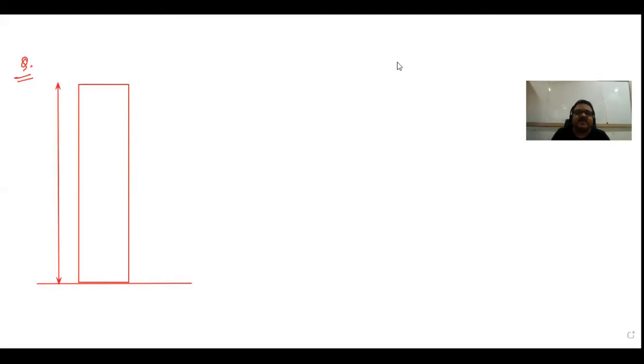Now, a body is dropped by the person from here, and we have to find out what? Find the time at which the body will strike the ground.